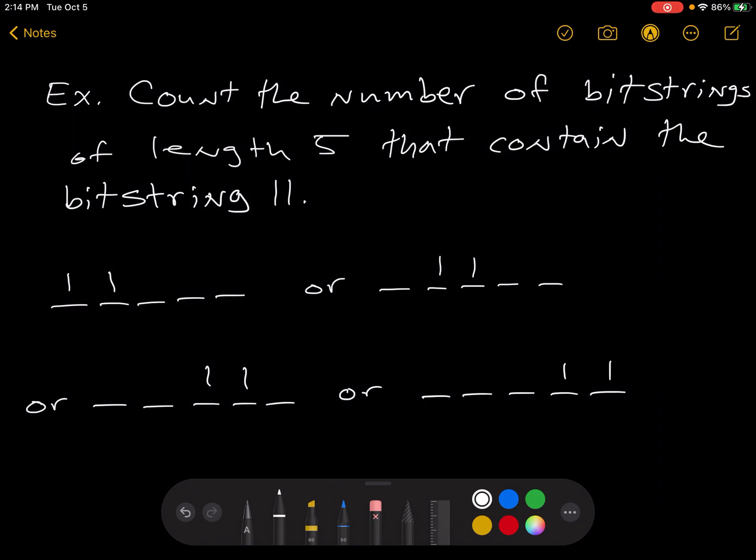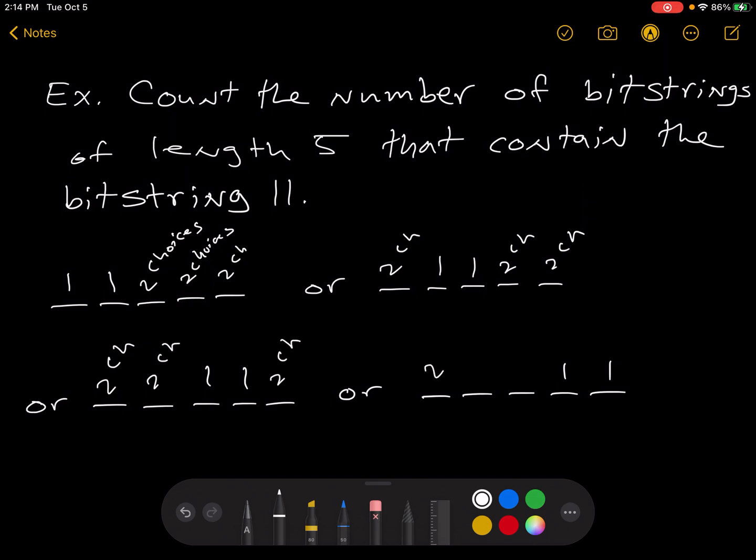And now, since there's no stipulations on what the other positions can have in them, we have two choices for each of the remaining positions. I'm writing CH for choices to abbreviate that.